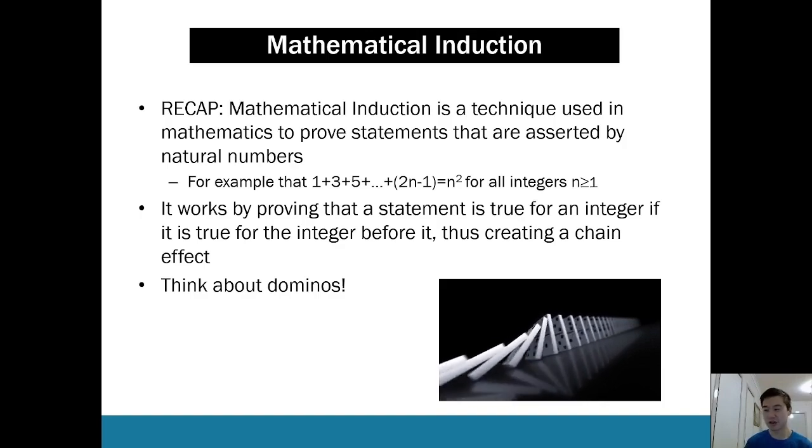The rationale behind how it functions is it's sort of like a domino chain. I like to visualize dominoes. It works by proving that if a statement is true, then it will be true for the one after it, thus creating a chain effect. So if you can prove that if true for a certain number, then the statement will be true for the next number, and you prove one base case, then by that inductive logic, you'll be able to tip all those dominoes and prove it for all integers.